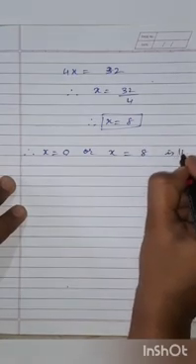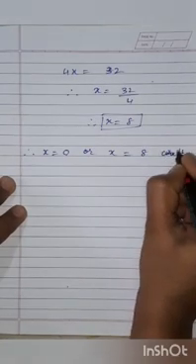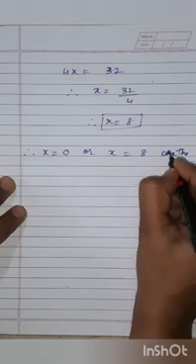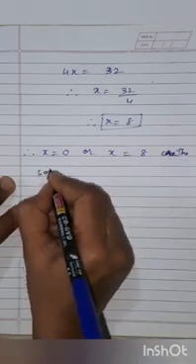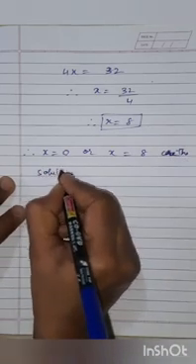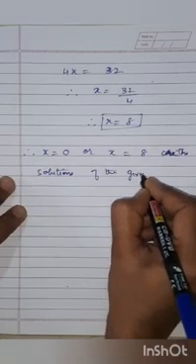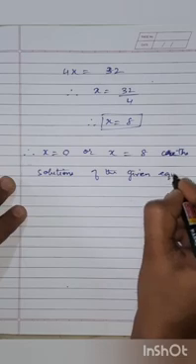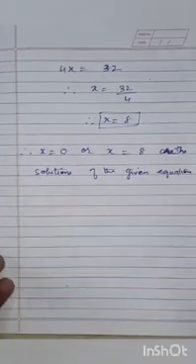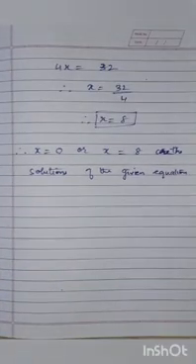Okay, children. So, what we get is, therefore, we can write x equal to 0 or x equal to 8 are the solutions of the given equation. So in this way children, you have to solve the sums of this type.